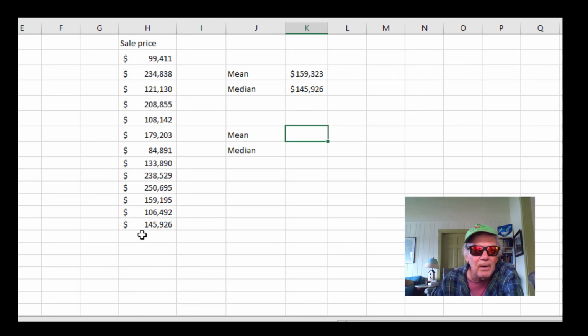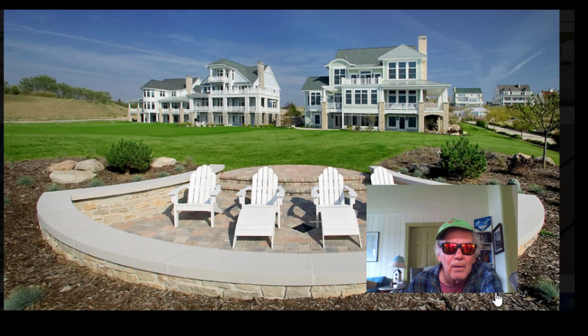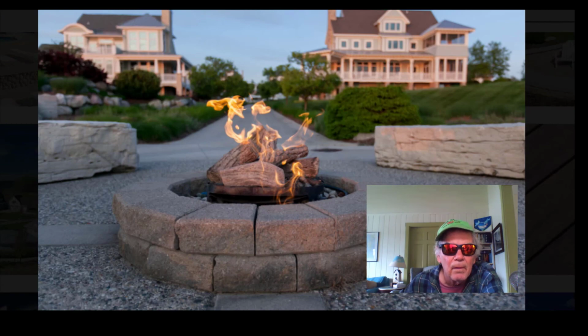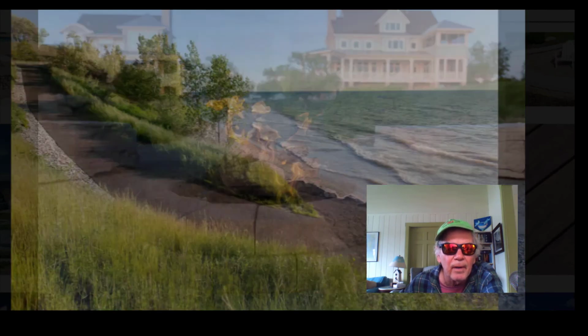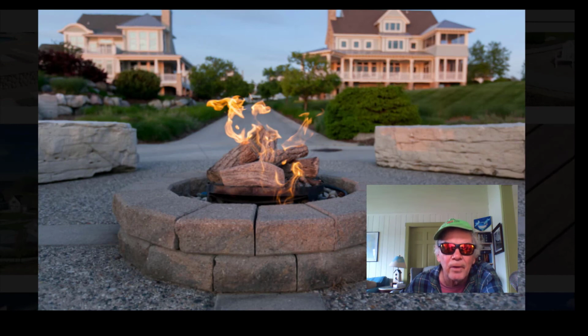Now let's say you come by and there's this house. Oh, I should show you the house. Okay, I'm going to go away and come back. Yeah, so here's some typical homes here on the boardwalk. These are, of course, right on Lake Michigan. And these houses go for in the millions. So that's the point of that.